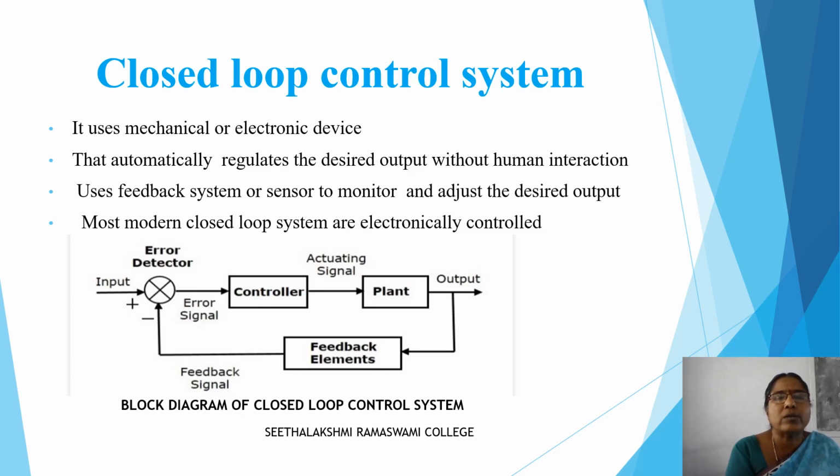Closed loop control system. The block diagram of the closed loop control system is shown in figure. From this figure, the output is fed to the input. It uses mechanical or electronic devices. It automatically regulates the desired output without human interaction. Most modern closed-loop systems are electronically controlled.